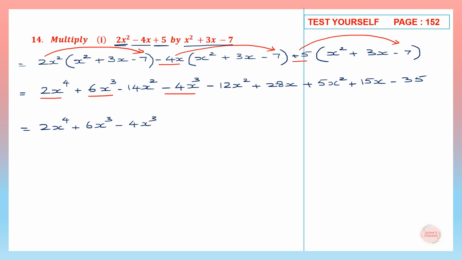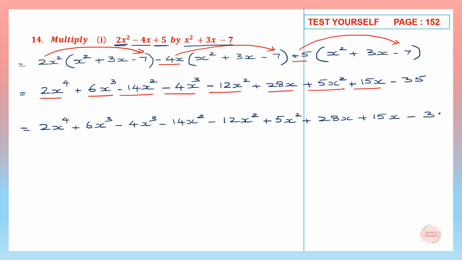Now let's look for x to the power of 2. Here we have minus 14 and minus 12. Again we have plus 5x squared. So all these are x to the power of 2. So minus 14 x to the power of 2 minus 12 x to the power of 2 plus 5 x to the power of 2. Next let's take x. Here we have 28x, we have 15x. So we have plus 28x plus 15x. And the last one is just the number minus 35.